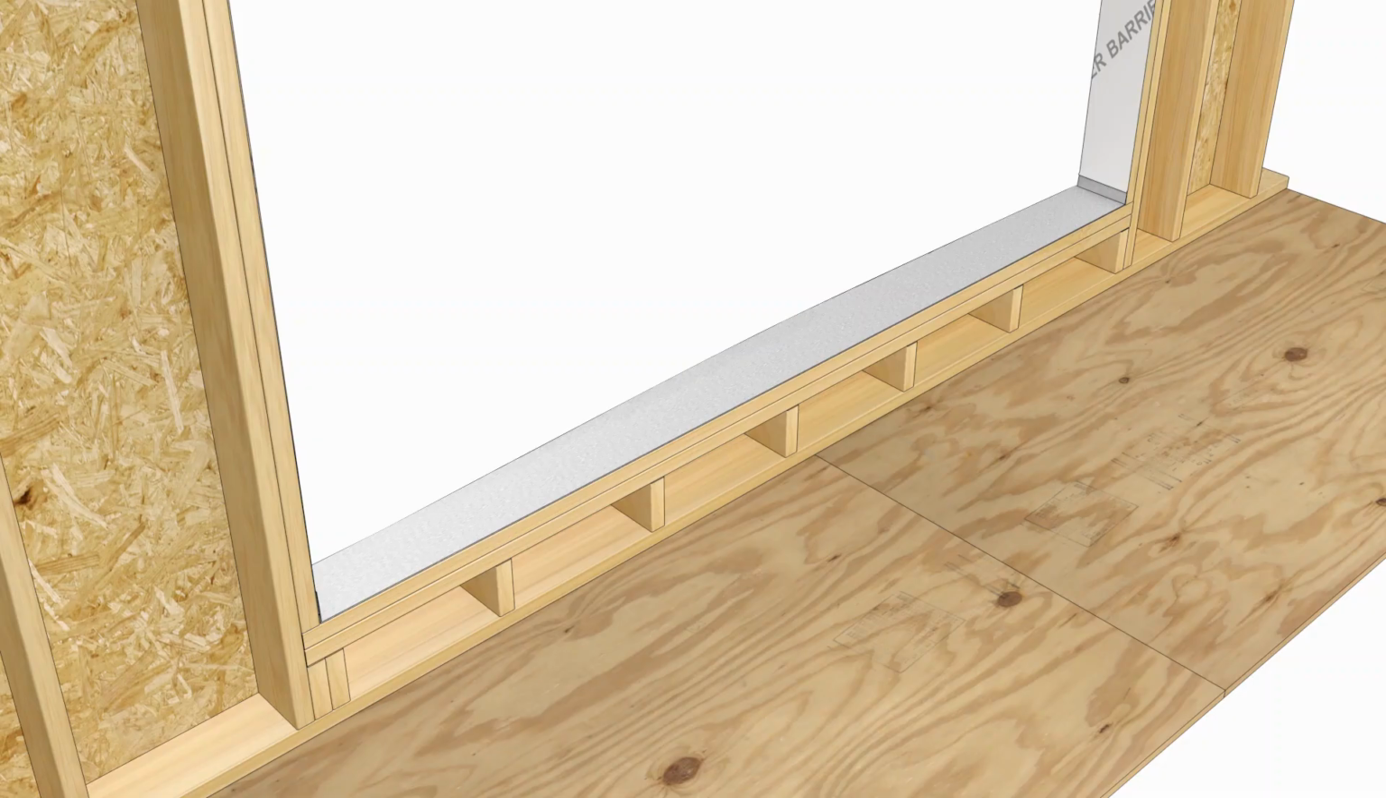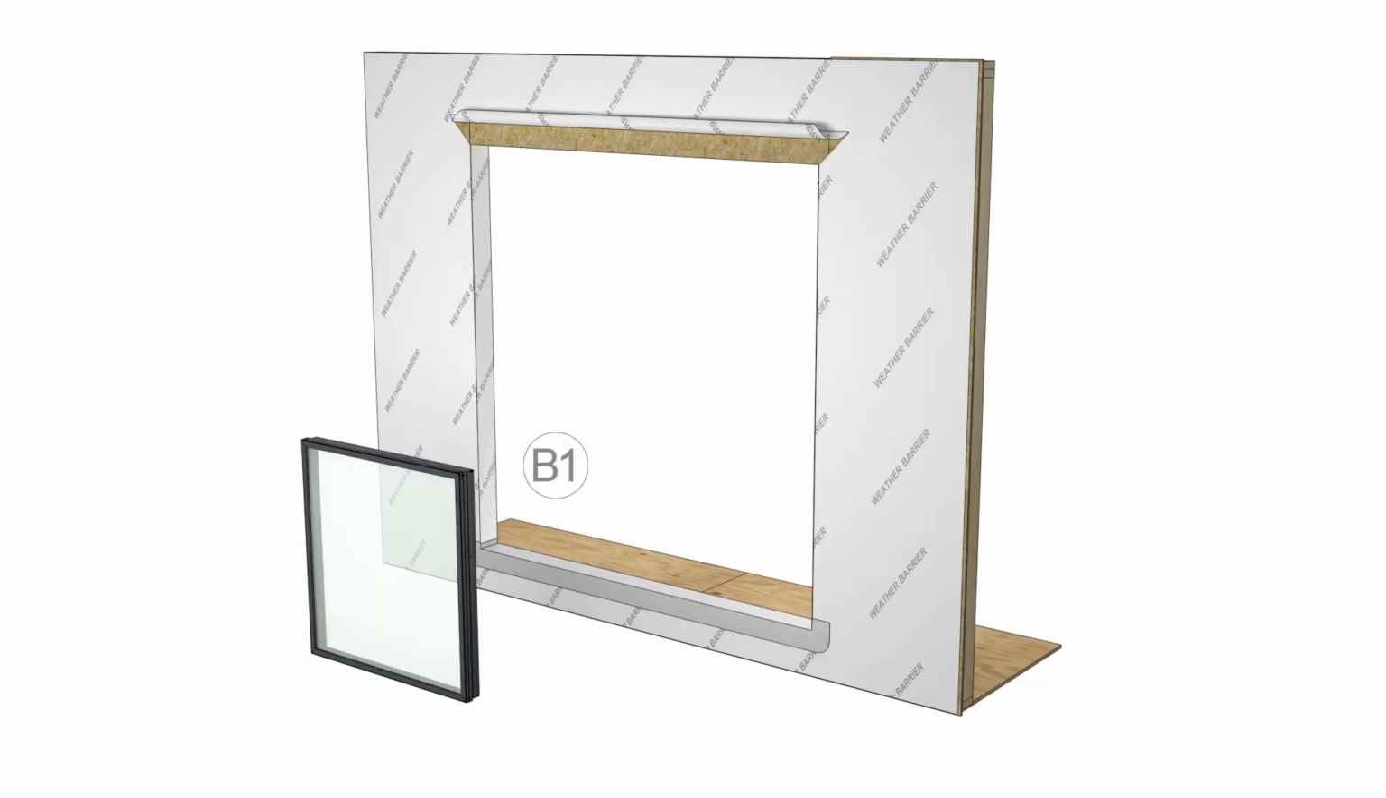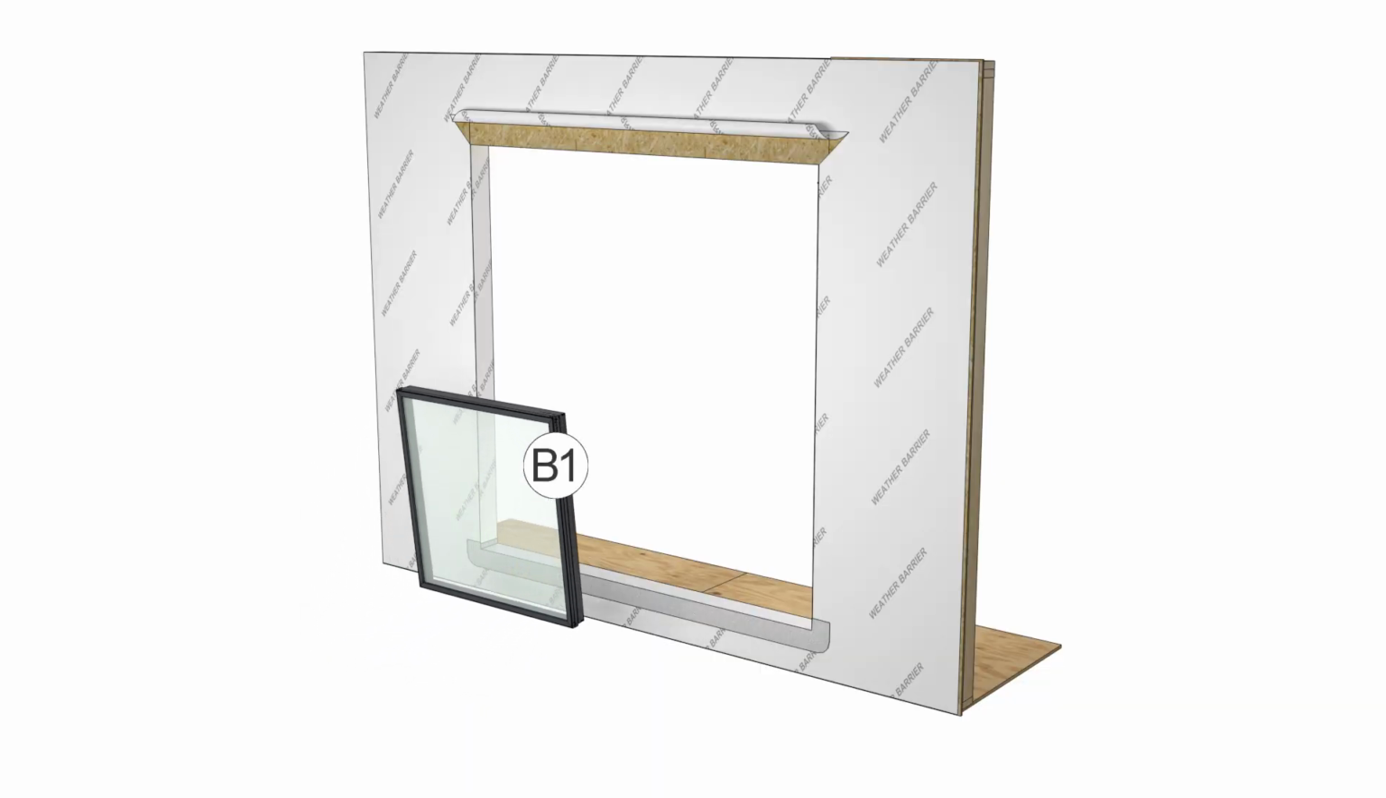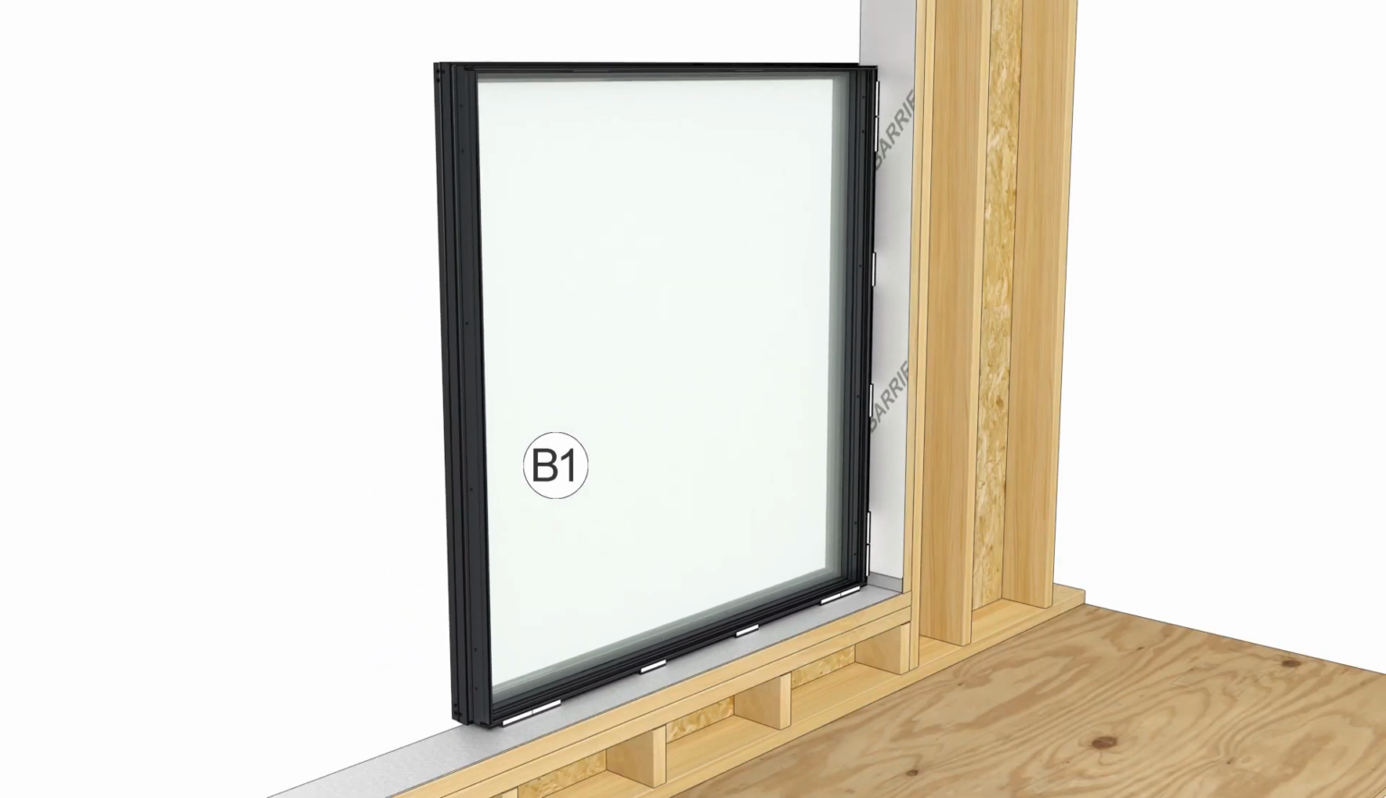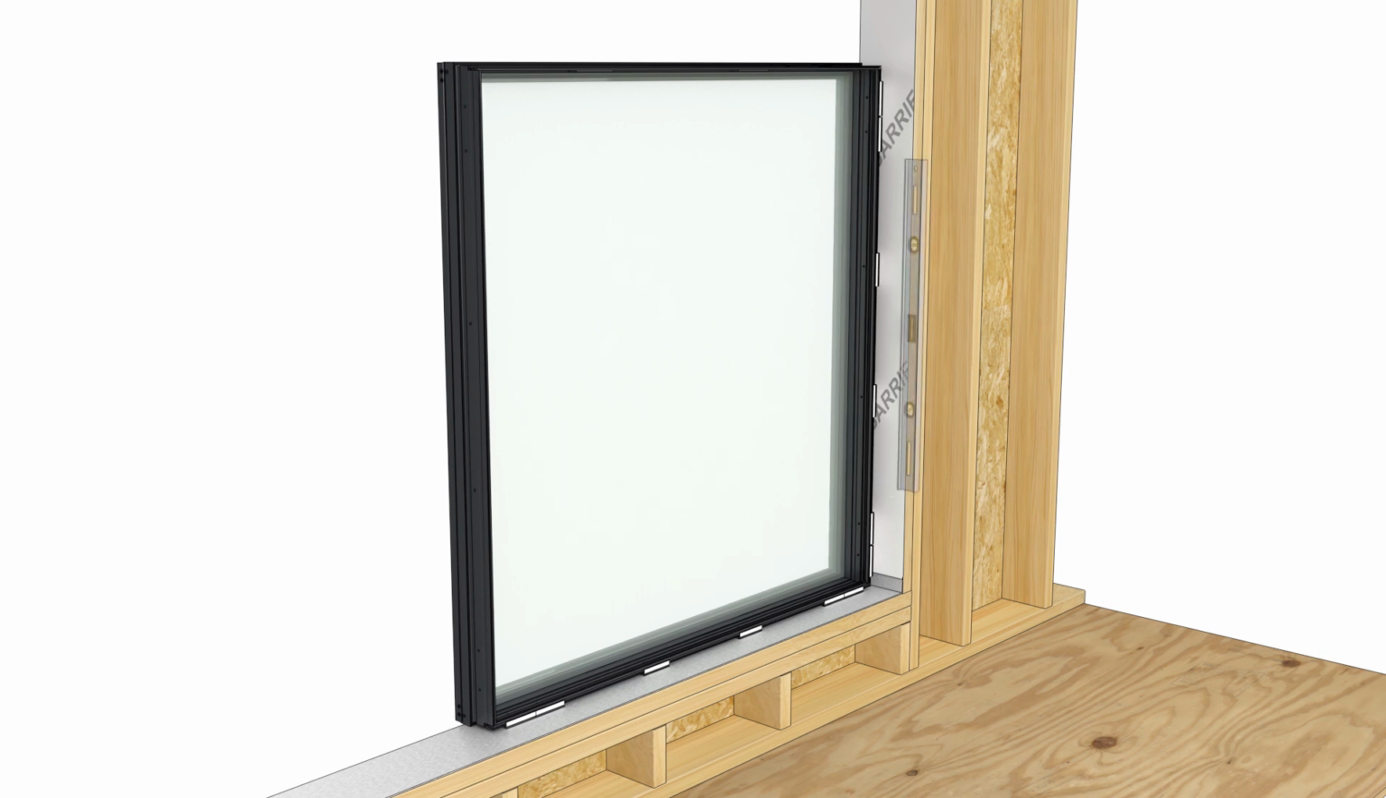Establish an exterior plane along the sill. Use a laser level or snap line. This will be especially helpful for larger assemblies. Position the B1 unit in the opening. Plumb and fasten the unit in the opening.